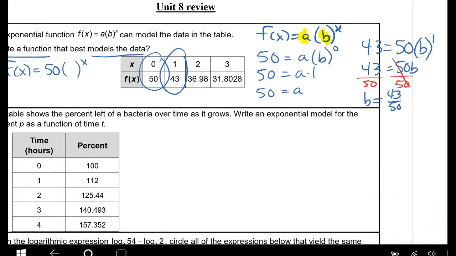Now understand you guys are not going to have a calculator on the first day, so you wouldn't actually punch this in and figure out what is the decimal value. So you literally just take that 43 over 50, and then we're going to plug it in to where b should go. Okay, so do one step at a time.